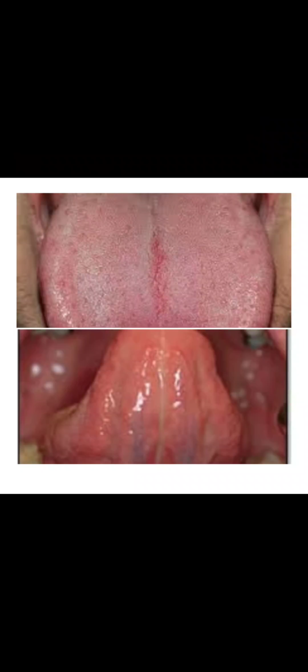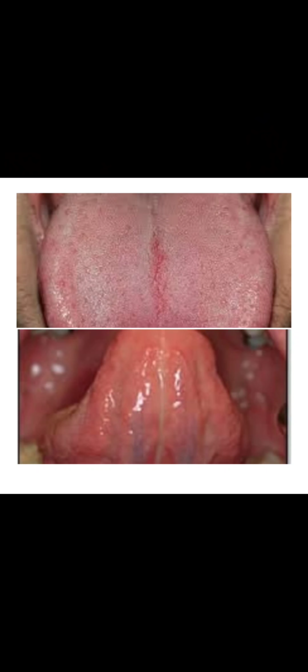Okay, so this is the ventral surface and this is the dorsal surface seen here. So as you can see, the dorsal surface is rough while the ventral surface is smooth and shining. This dorsal surface is white and rough. This feature enables the tongue roughness.